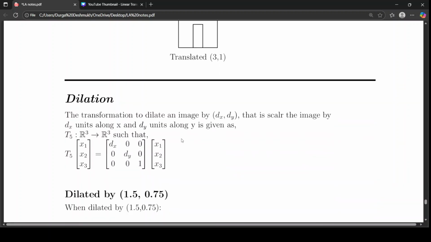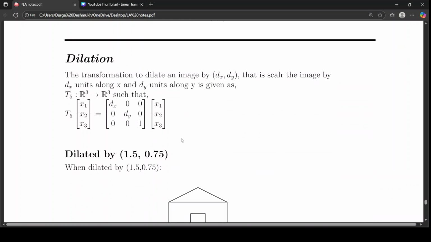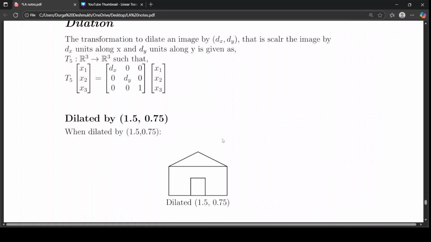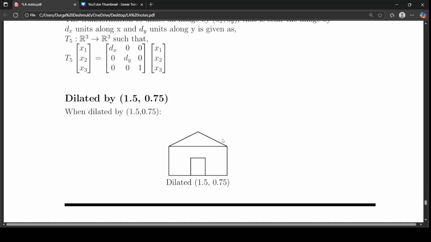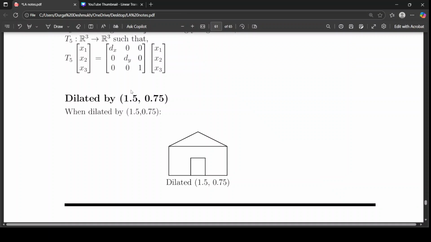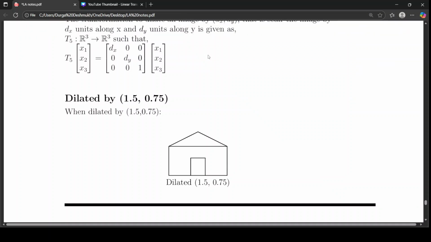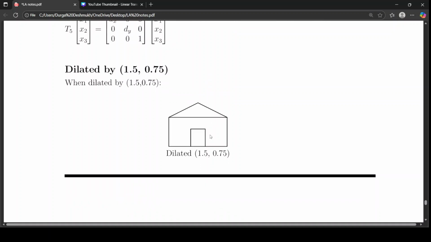The next is dilation. The transformation to dilate an image by dx, dy, that is to scale the image by dx units along the x-axis and dy units along the y-axis, is given as this. So for our image, when we dilate it by 1.5 and 0.75, with respect to the x-axis we can say it is clearly more dilated than the y-axis because the amounts are different.